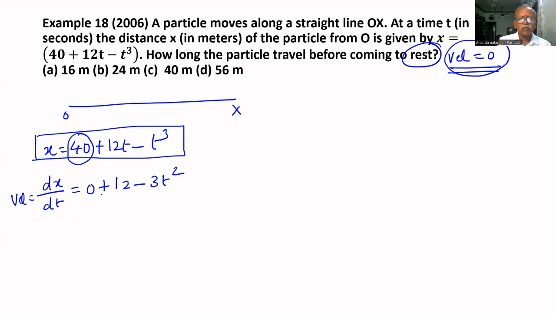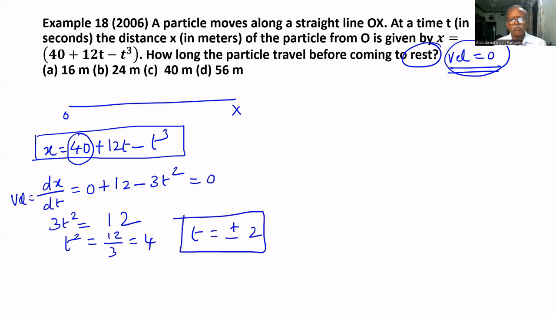So this is the velocity. Therefore, this is equal to 0. It is given, velocity equal to 0. At that time, what is the displacement we have to find? So velocity equal to 0 means 12 minus 3t square equal to 0, or 3t square equal to 12, or t square equal to 12 divided by 3 equal to 4. Therefore, t equal to plus or minus 2. Time won't give a negative value, so we take the positive value. Therefore, t equal to 2.